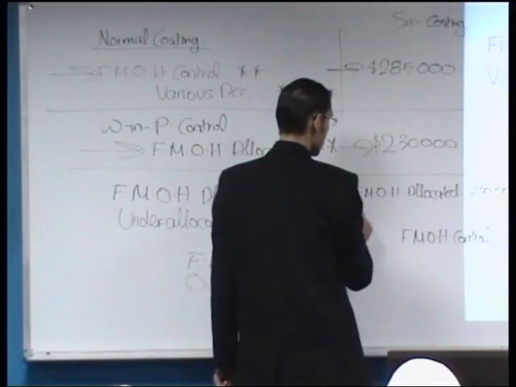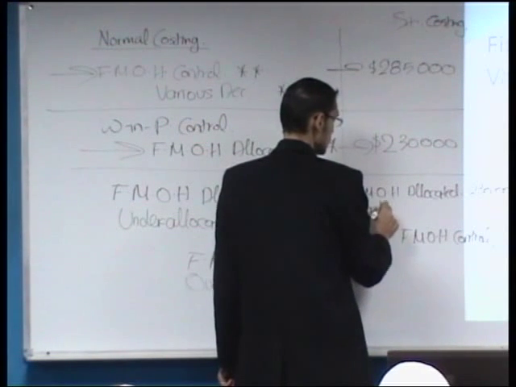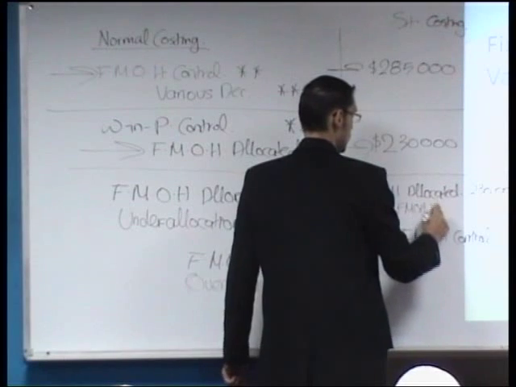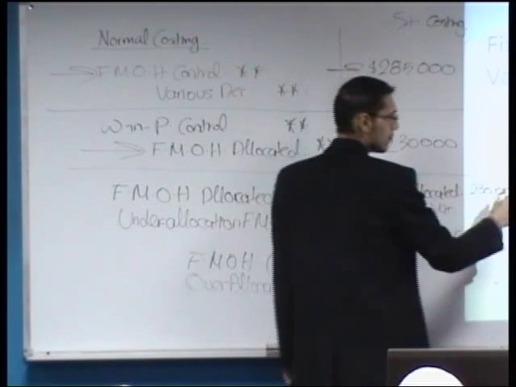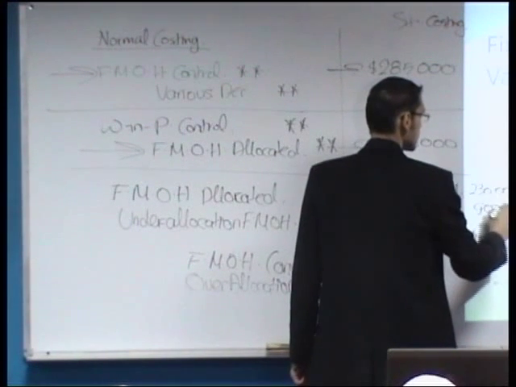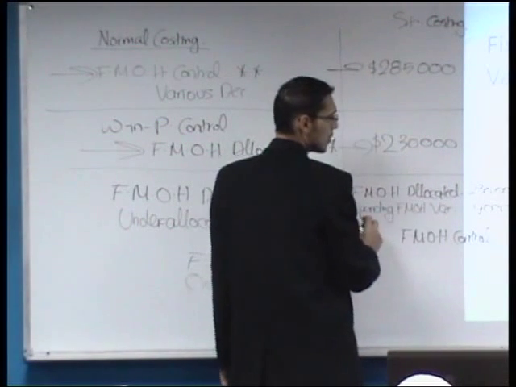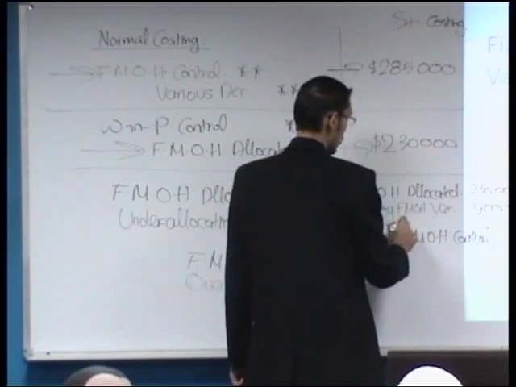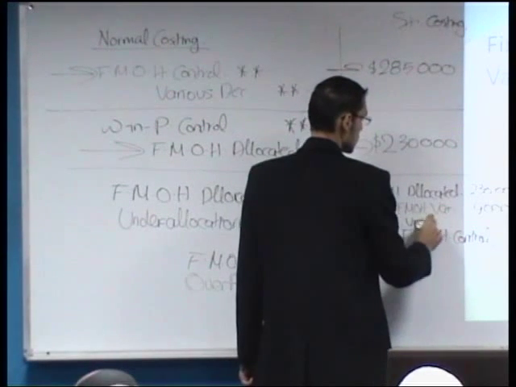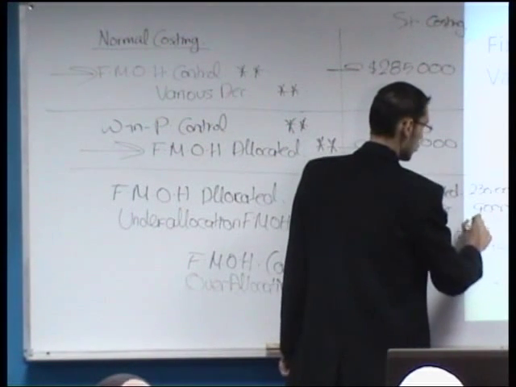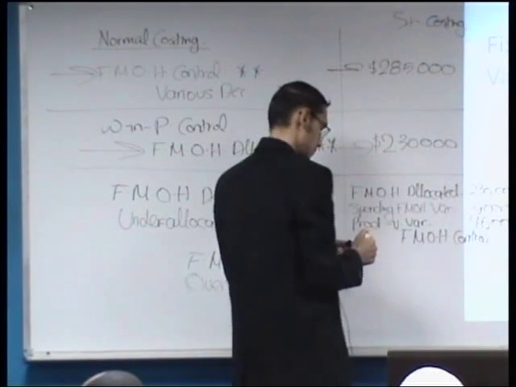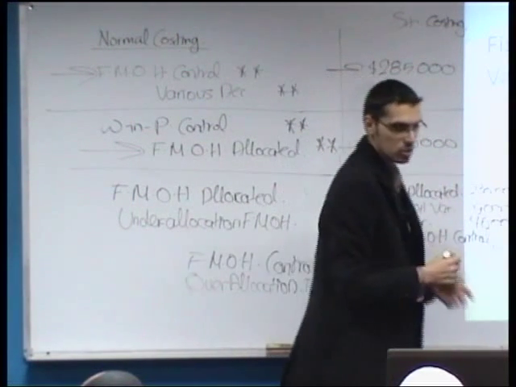Therefore, we have a spending fixed manufacturing overhead variance by the amount of $9,000. And then we would have a production volume variance by the amount of $46,000. Any questions?